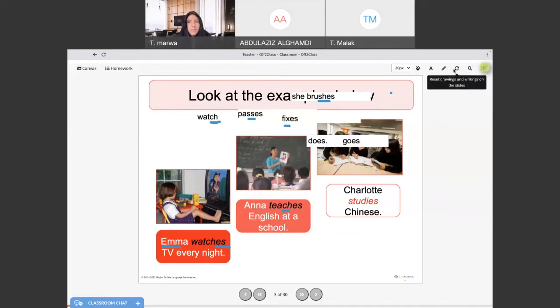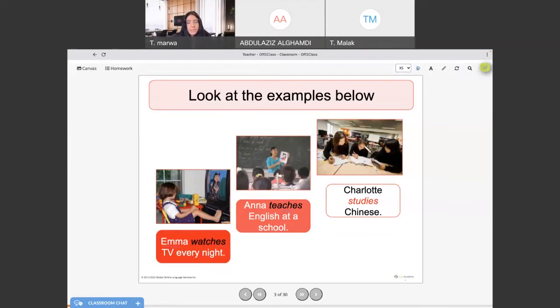Now the last one, خليني أعمل wipe. Okay. Now the last one, read it. Charlotte studies Chinese. تدرس. Studies Chinese.